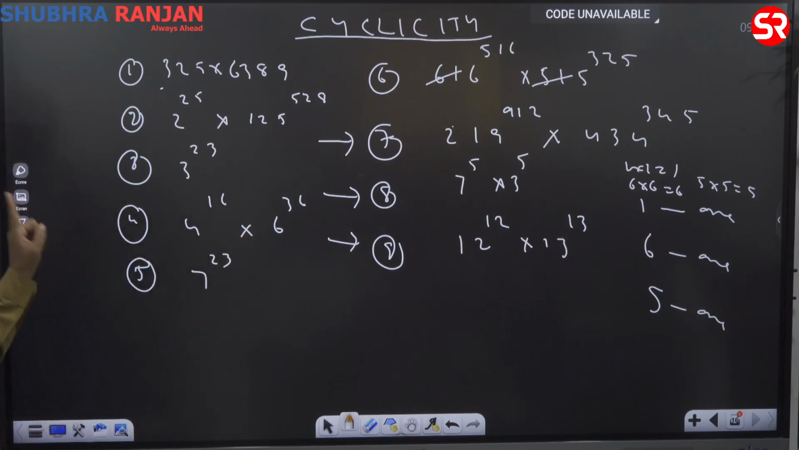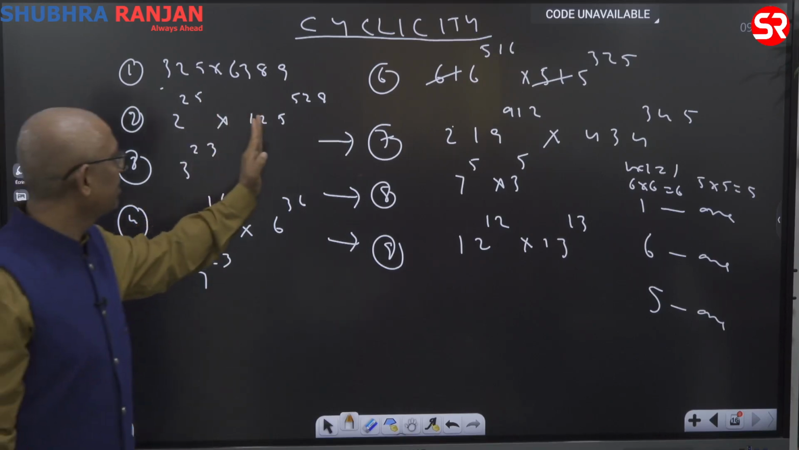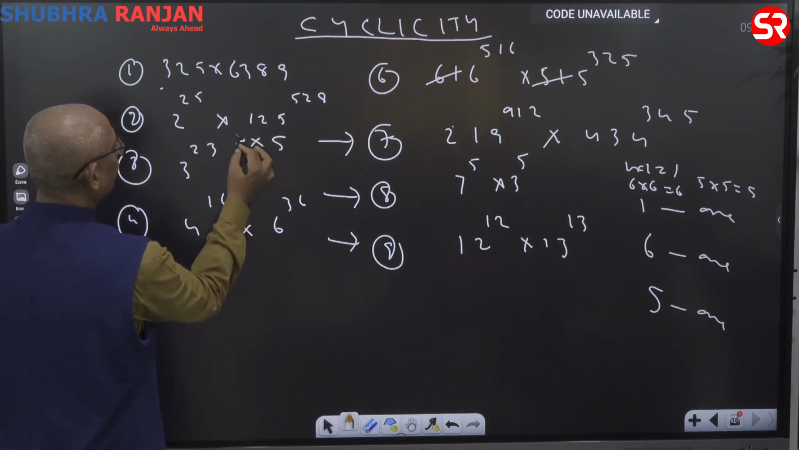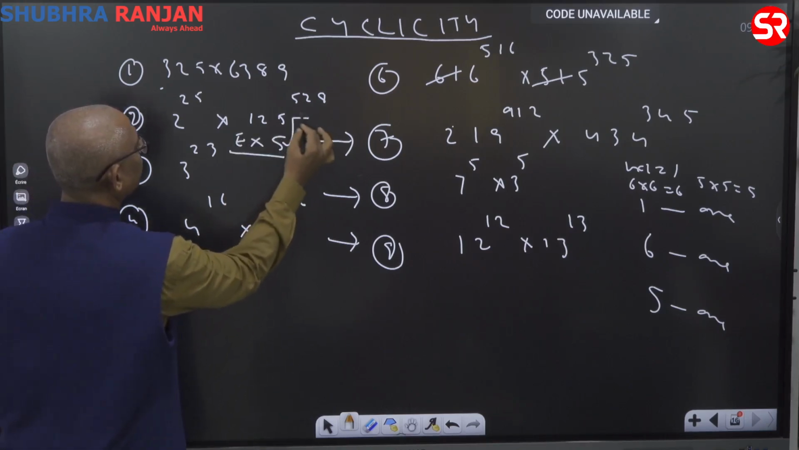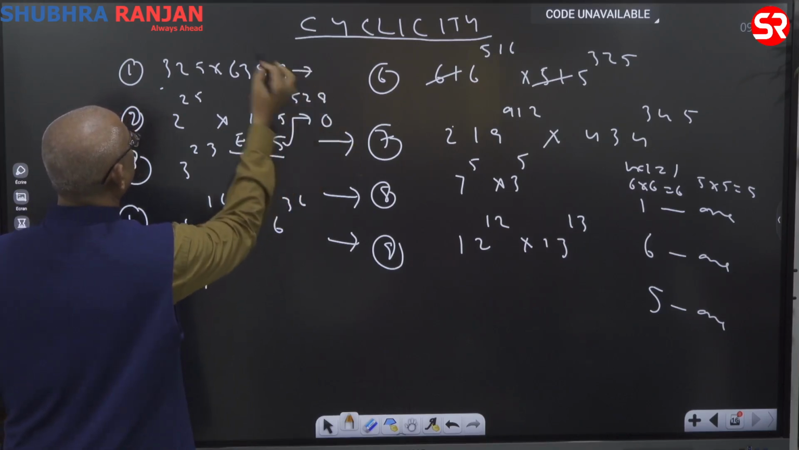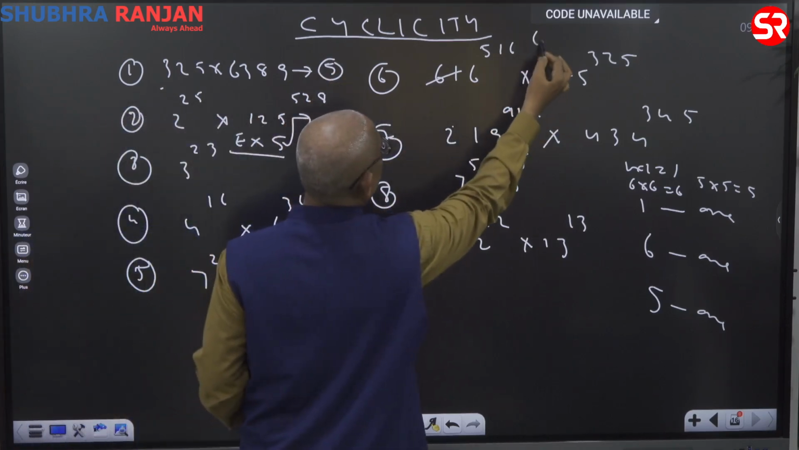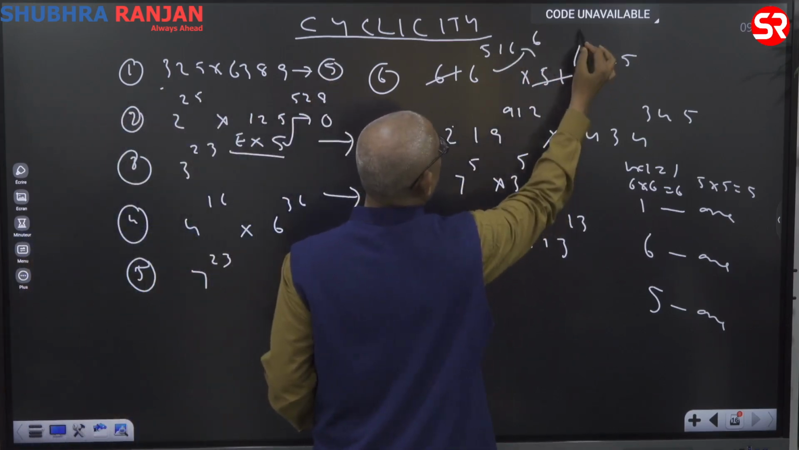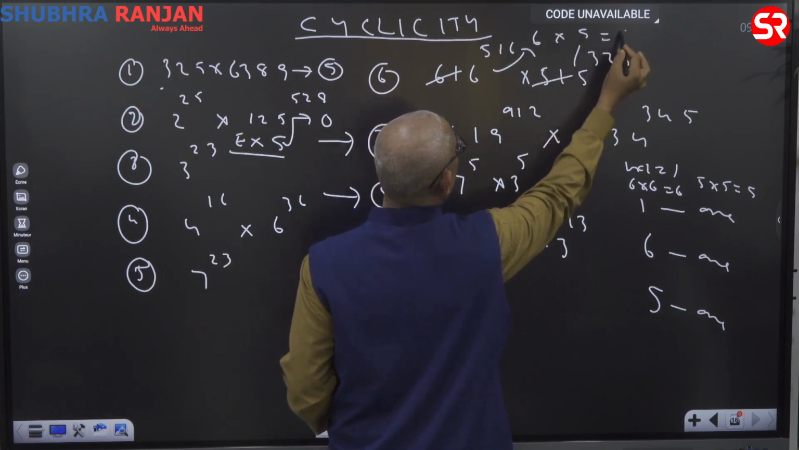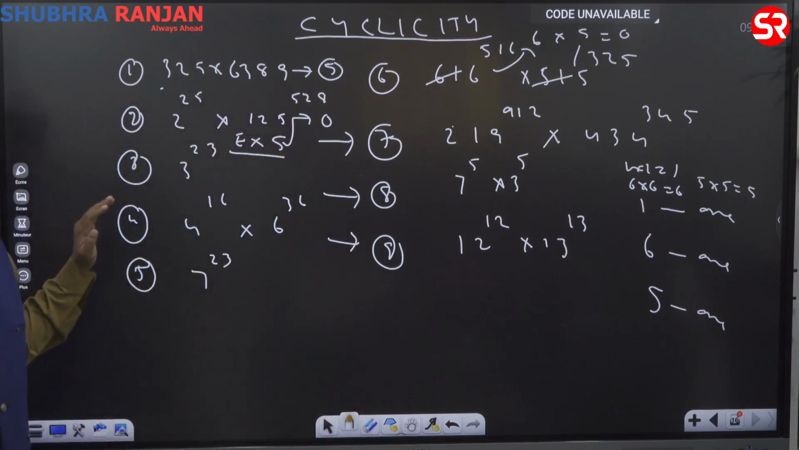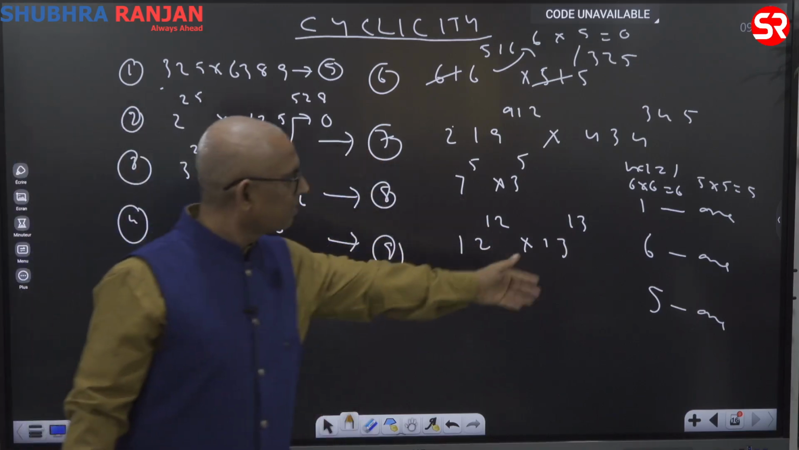Okay, cyclicity 1. Here the cyclicity is 1, so 5 will come. 5 into the logic of even number. 5 into even number, so the answer is 0. And here 9 into 5, the answer is 5. For here 6 into 5, so 6. For this 6 will come, and for this 5 will come. Again the unit digit is also 0. Okay, till now okay. So the cyclicity for 165 is 1.